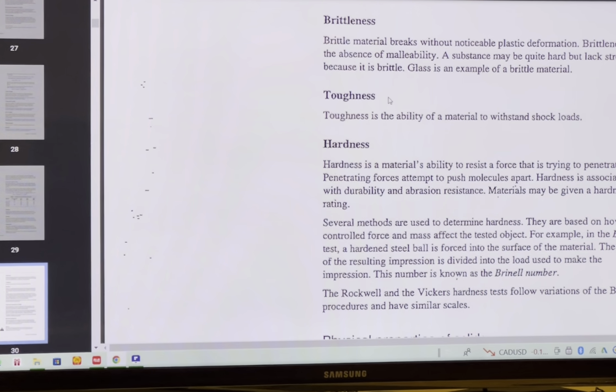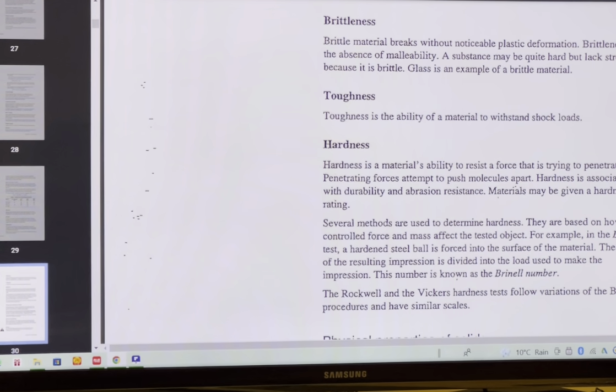Sometimes a shock load can destroy something. For example, an aircraft: if an aircraft from the sky lands on the ground, the contact with the ground happens in a very short time. Because of the load there, we call it a shock load. Very short time.